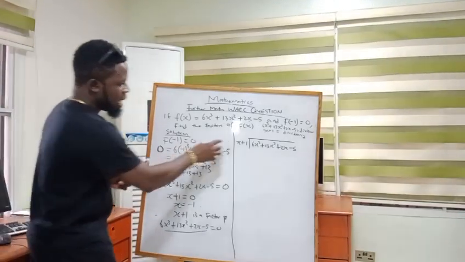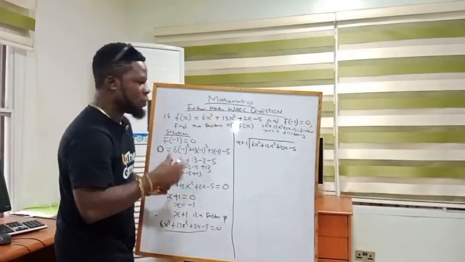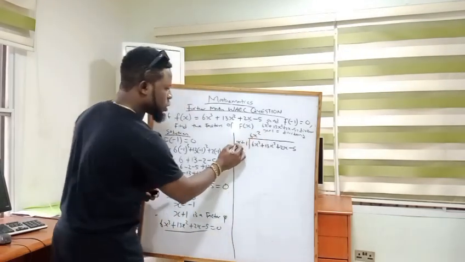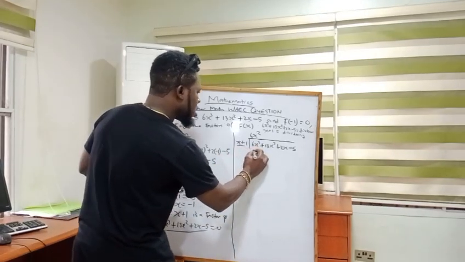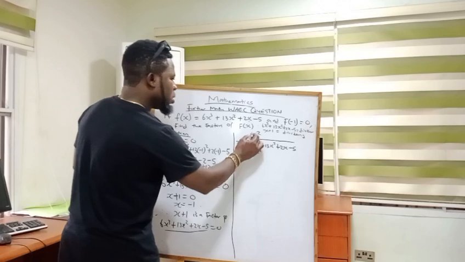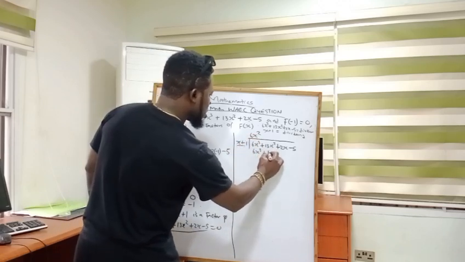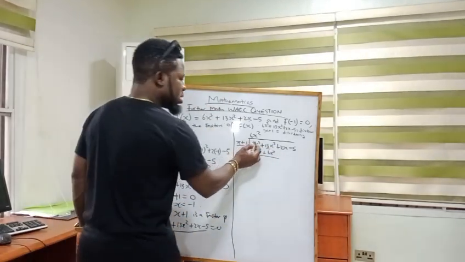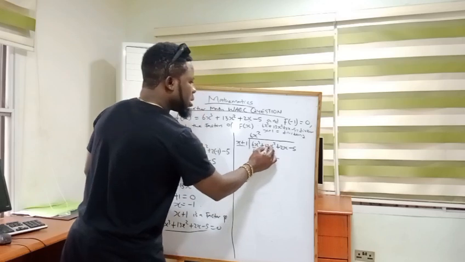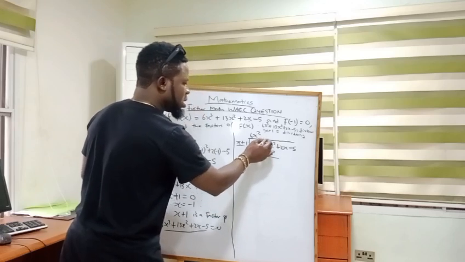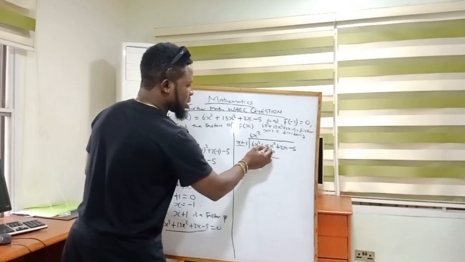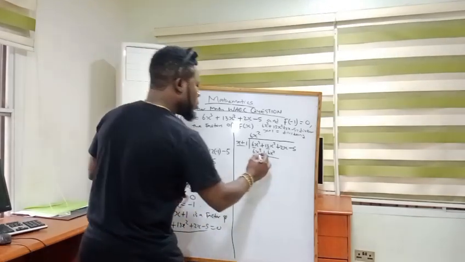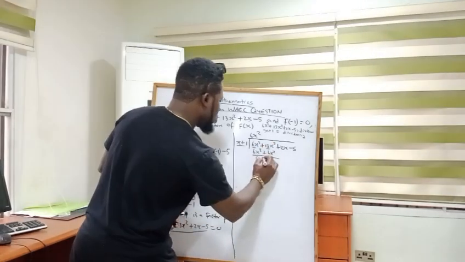Then we'll now start dividing. X in 6x cubed, we take it one by one, that will give us 6x squared. Use 6x squared to multiply these two. That will give us 6x cubed, then 6x squared times plus 1 is plus 6x squared. Then you subtract. 6x cubed minus 6x cubed will give you 0. Then plus 13x squared minus plus 6x squared will give us 13 minus 6, which is plus 7x squared.